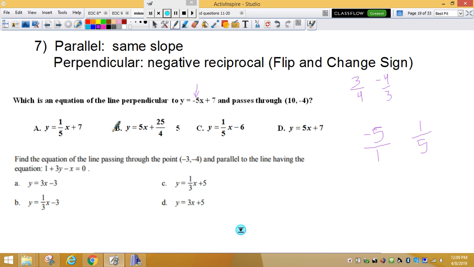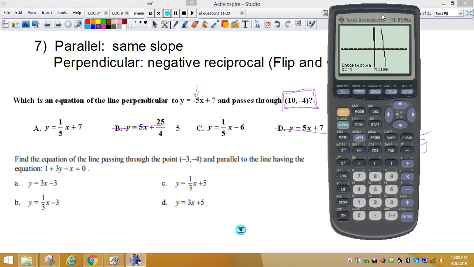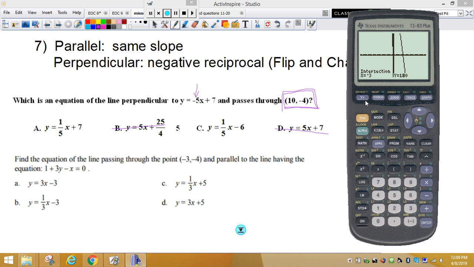That means it's not B and it's not D. It's either A or C. And I wanted to go through this point. Well, how do you know if it goes through a point? Hopefully by now you remember, I'm going to type it in y equals. So let's type in A. A says 1/5 x plus 7.